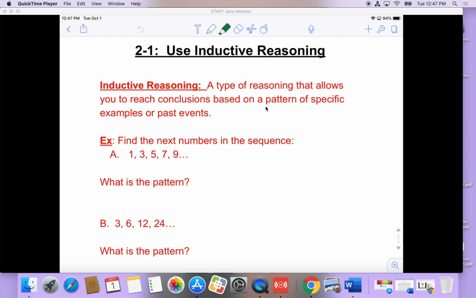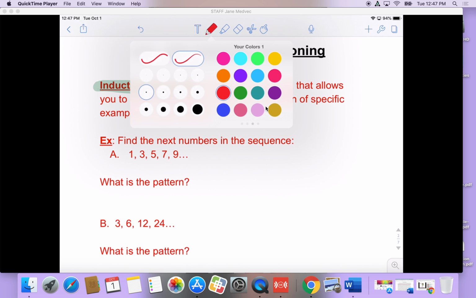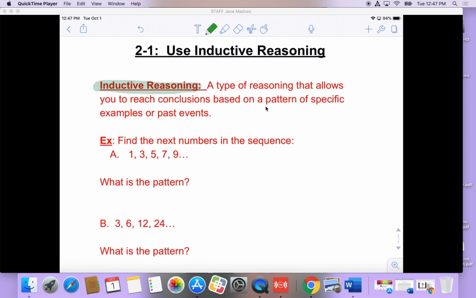So first of all, we're going to look at one definition. It's inductive reasoning. So there's 2 types of reasoning, inductive and deductive. Today we're going to look at inductive. Inductive is a type of reasoning that allows you to reach conclusions based on a pattern of specific examples or past events. Main idea here, and I'm going to underline it for you, is a conclusion based on patterns.